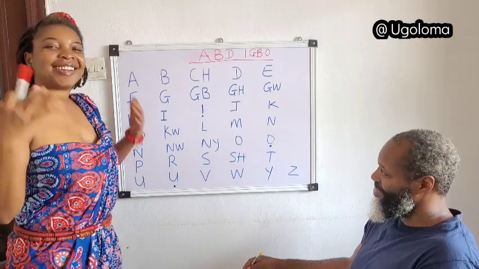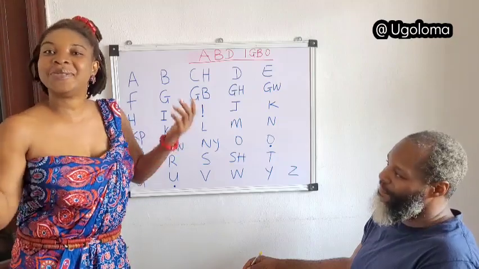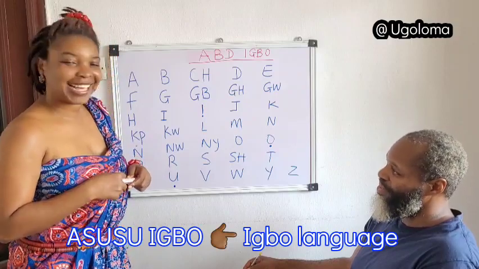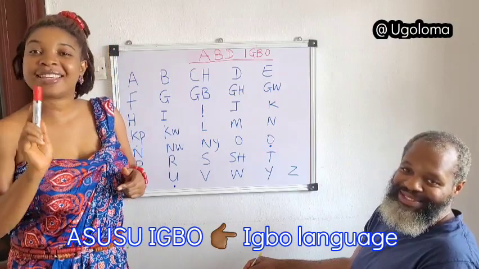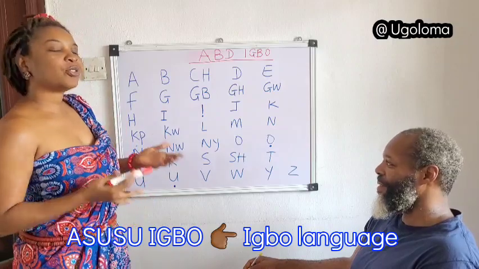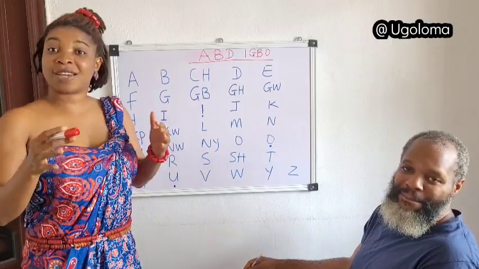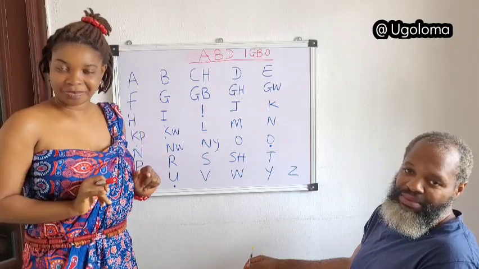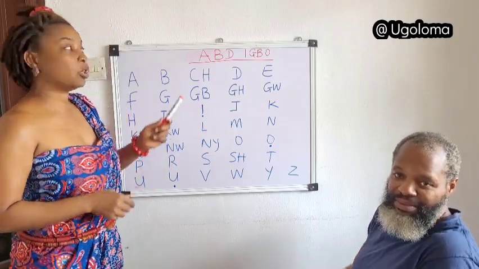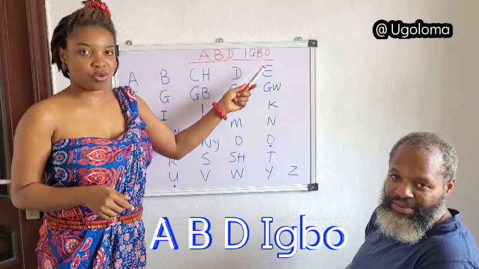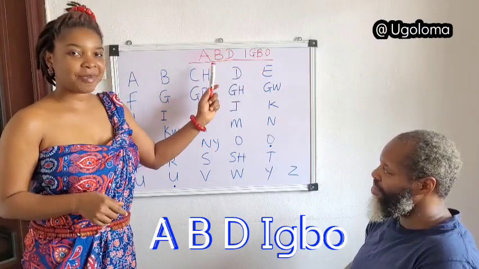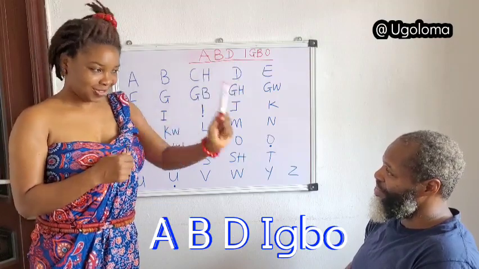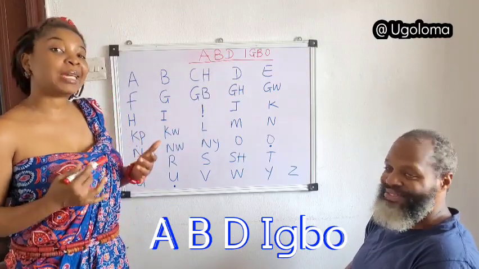Okay, so today we are going to begin our Igbo lessons. Asusu Igbo, Igbo language. For you to start any language at all, you have to start from the basics, right? So we're going to start from the beginning. We're going to be learning what we call ABD Igbo. Say it. ABD Igbo. Correct. Good.